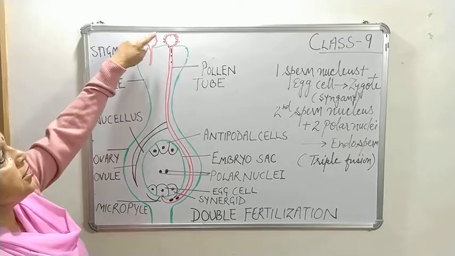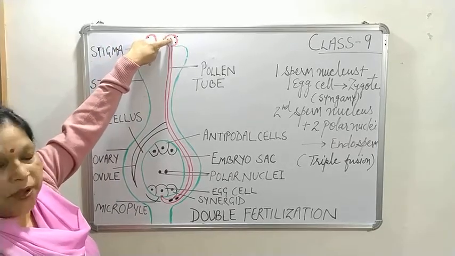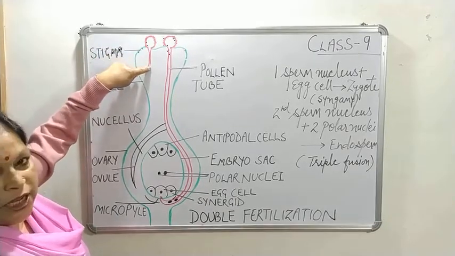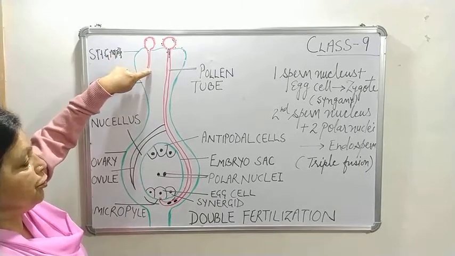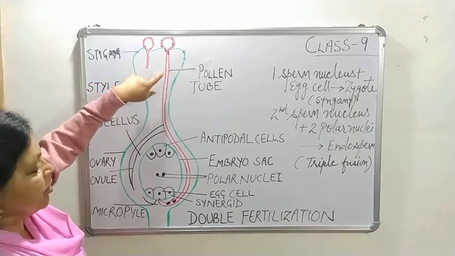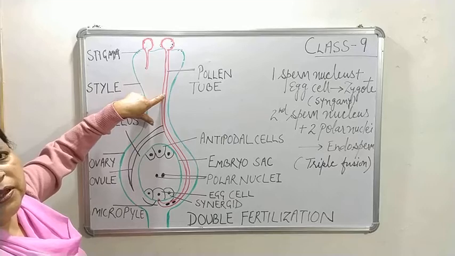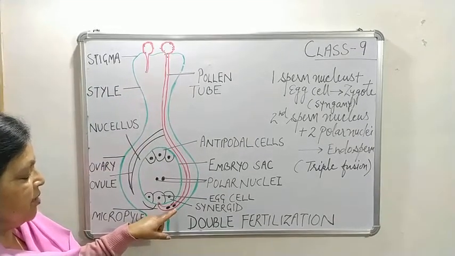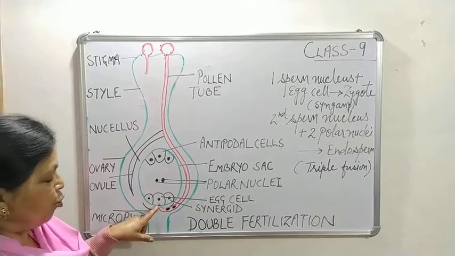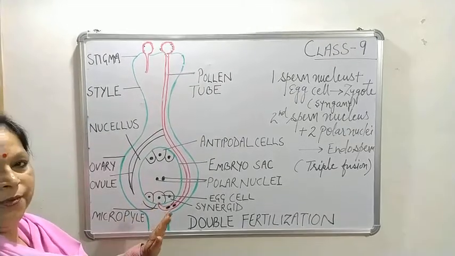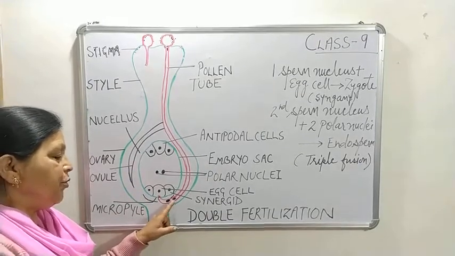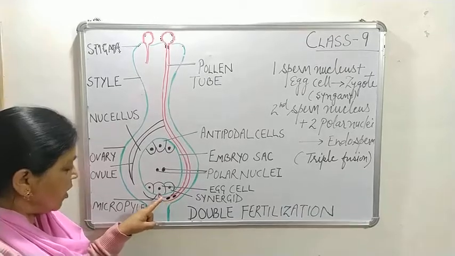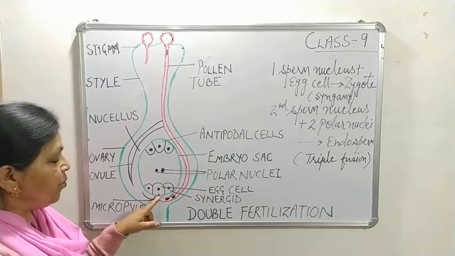Now pollen grains have been deposited on the top of the stigma. Then each pollen grain will germinate by developing a pollen tube. This pollen tube contains three nuclei. One is the generative nucleus, the other is the tube nucleus, and afterward, as I had told you, the generative nucleus divides into two sperm nuclei. So in all there are three nuclei present in the pollen tube.